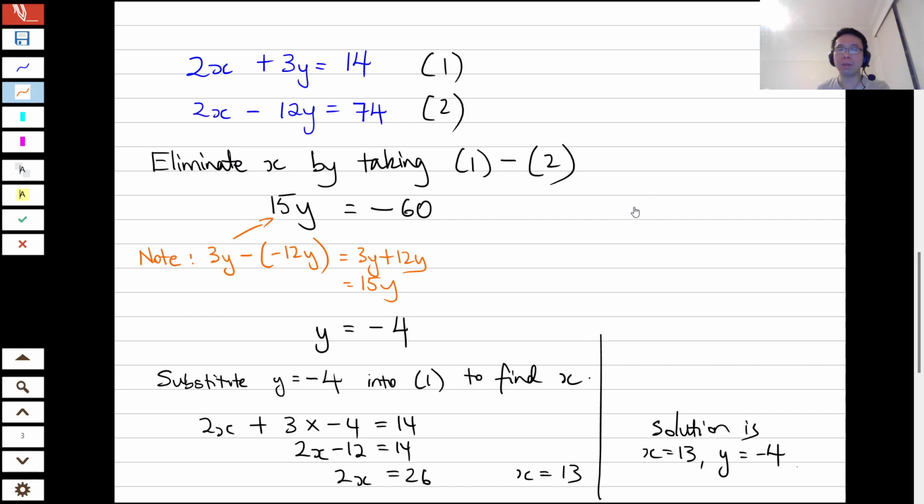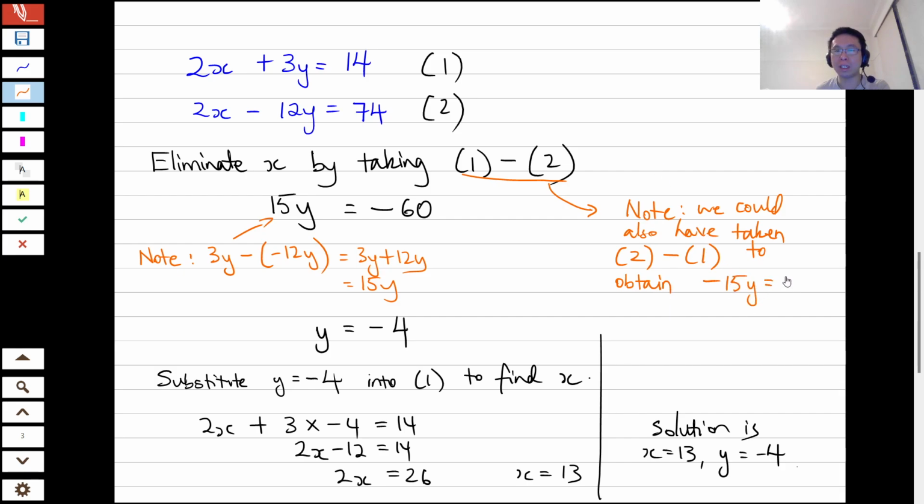One other comment I'll make is we could also have done equation 2 minus equation 1. And if we did that, we would have gotten negative 15y equals 60, which leads us to the same solution, y equals negative 4.